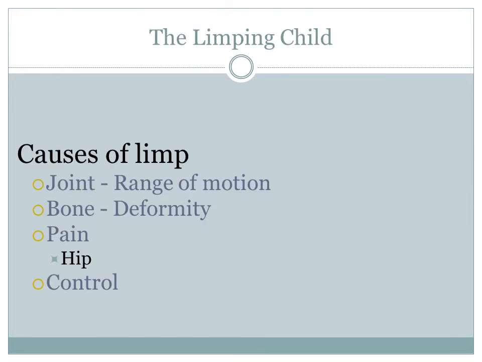So in some causes of limp due to skeletal abnormalities or musculoskeletal abnormalities, for example, if there is a problem at the level of the joint, the range of motion is very important, so it will be detected by the physical examination. In case of bone deformity, it will be detected simply by plain X-ray.